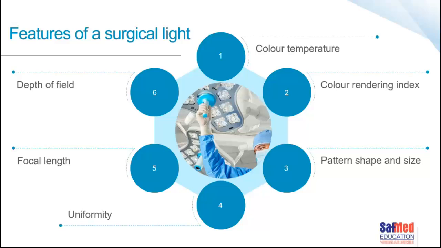What features are there to surgical lights, or the light itself that's provided by a surgical light? Very importantly, the color temperature, the color rendering index, the pattern, shape and size, the uniformity of the light, the focal length of the light, and the depth of field. So those would be all important features that you'd want to look out for or to understand clearly if you were buying a new surgical light.